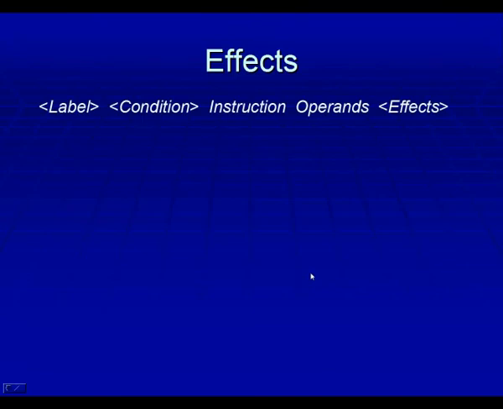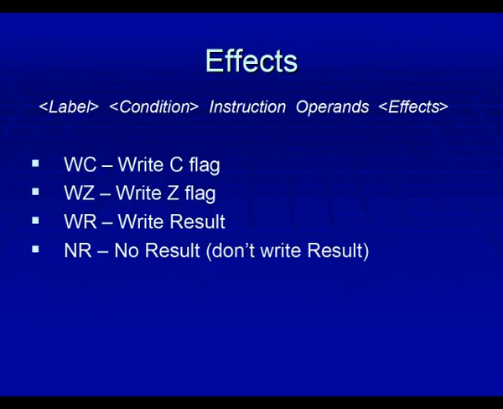All right. Getting back to the effects field, this was an optional field that's at the end of every instruction, potentially. This is one of the unique features of the Propeller assembly. There are 4 effects that you can put there. It's the letters WC, WZ, WR, or NR, and that stands for write the C flag, write the Z flag, write the result, or no result. In other words, don't write the result.